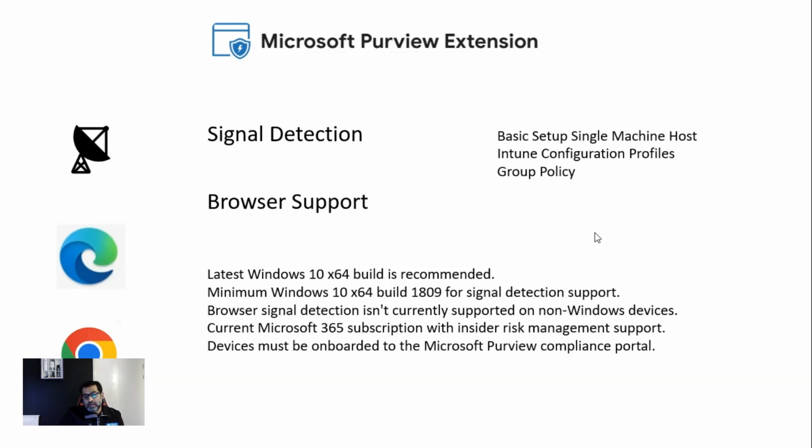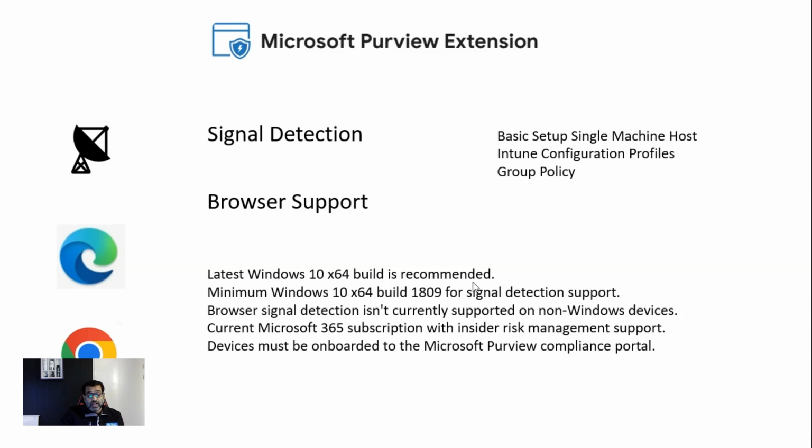When we talk about the prerequisites for the operating system, Microsoft supports Windows 10. They recommend the latest Windows 64 build. However, the minimum is 1809. Unfortunately, browser signal detection is not supported on non-Windows devices, which means for privileged Mac users, it's not supported at the moment. We will see the roadmap for how Microsoft is building support for Mac devices and other operating systems.